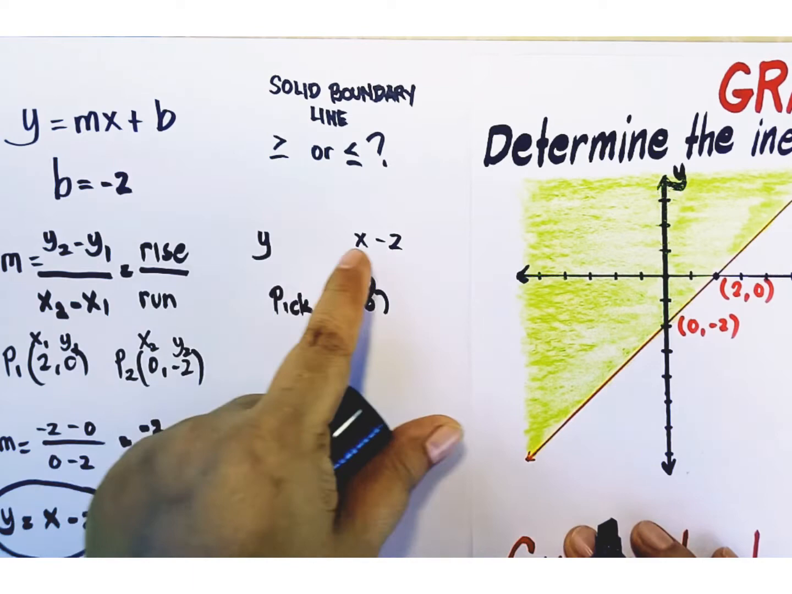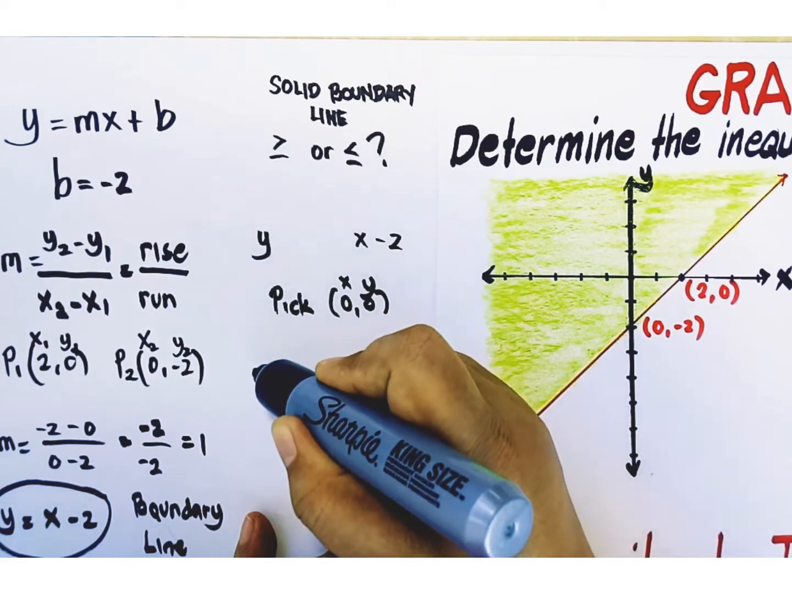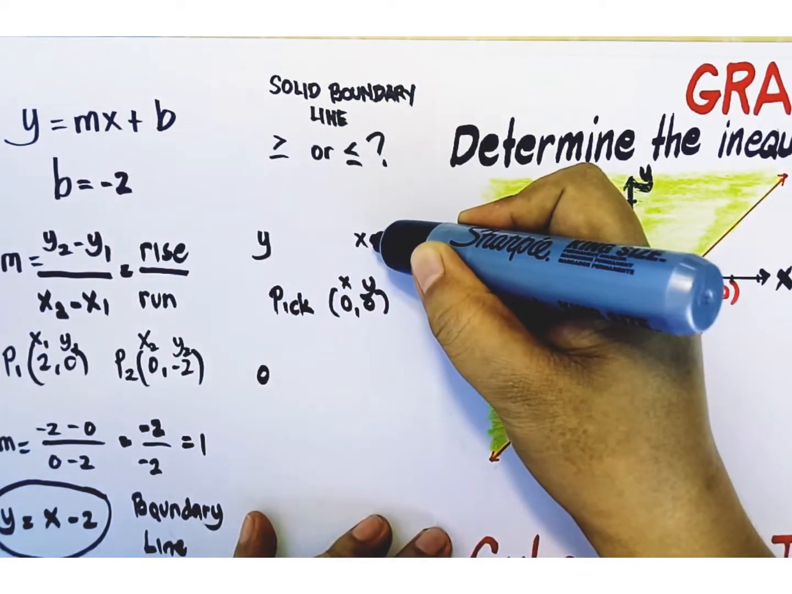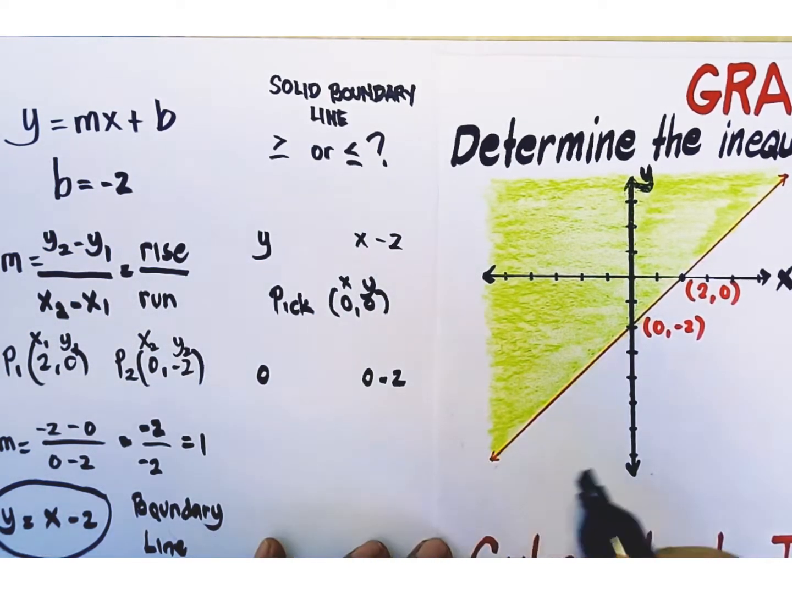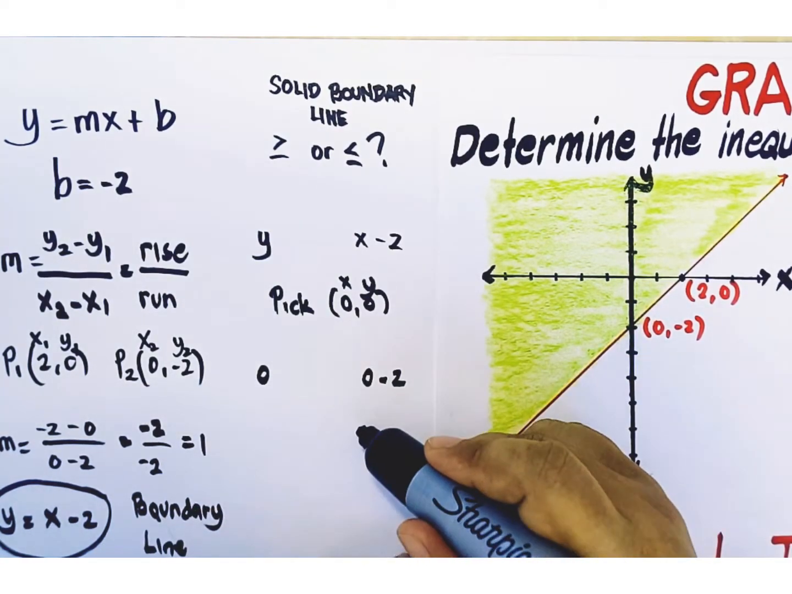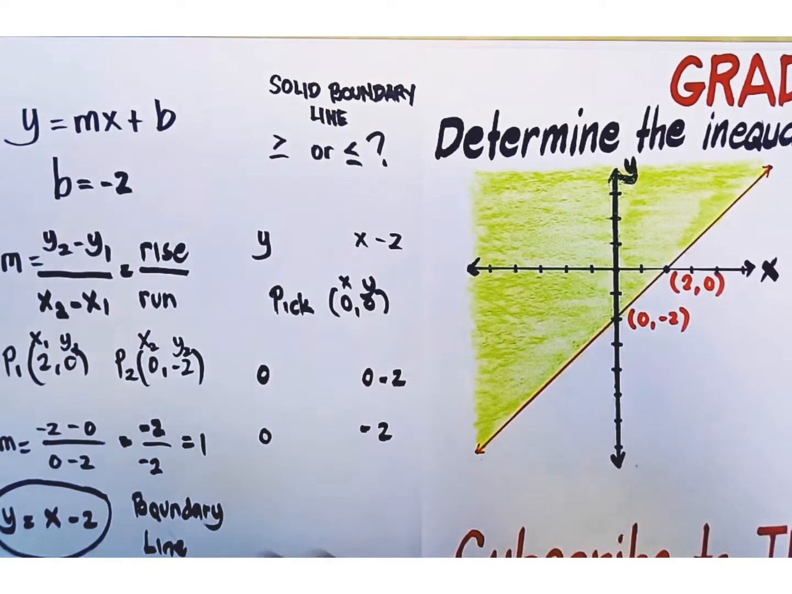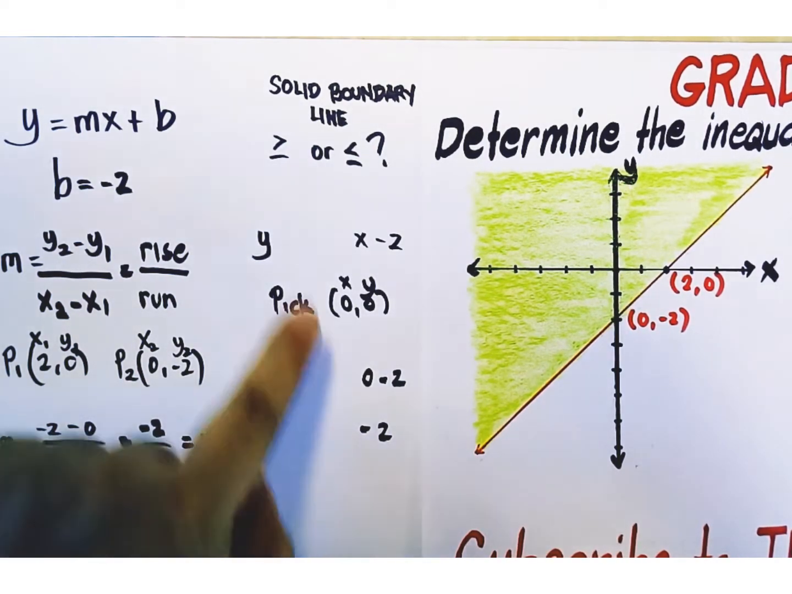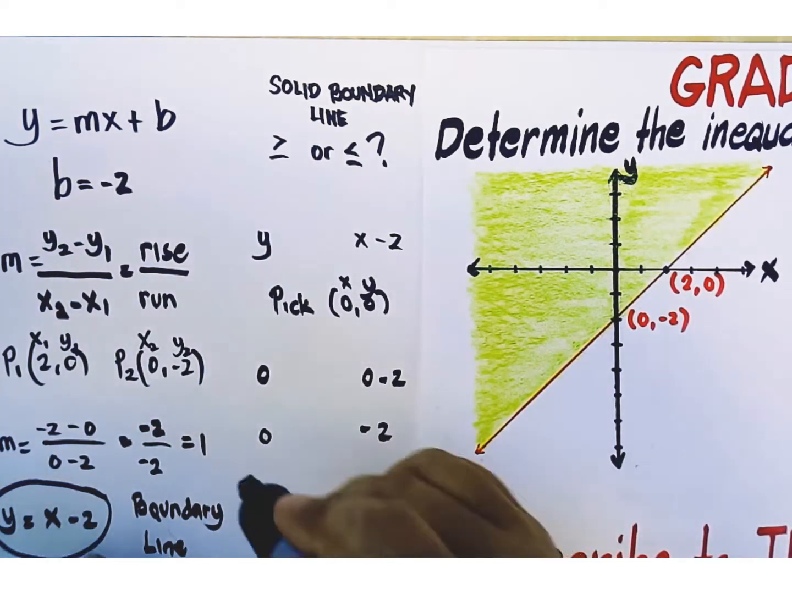Replace x and y with 0, the coordinates of the origin. The left side becomes 0. The right side becomes 0 minus 2. Simplify the right side. 0 minus 2 is equal to negative 2. Copy the left side. We need to make a true inequality statement by writing the correct inequality sign in between the two numbers. Determine which of the two numbers is larger. 0 is larger than negative 2.